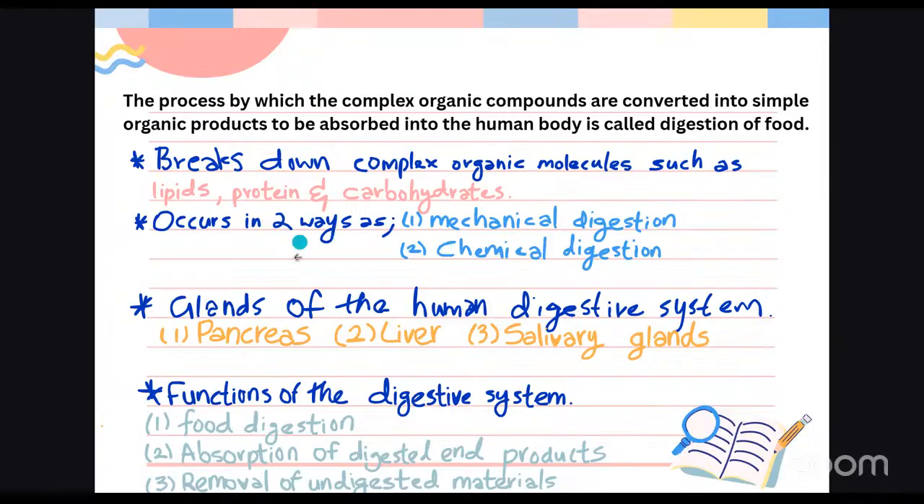Okay. Then there are three main functions of the digestive system. You don't have to sit down and study this. These are simple things that you know. What are the three main things? First of all, food digestion occurs. It helps you to digest the food, then it helps you to absorb the digested end products, and finally it removes the undigested materials. Isn't that simple? First you eat, then food digests, then it gets absorbed, and then all the unwanted materials are excreted.